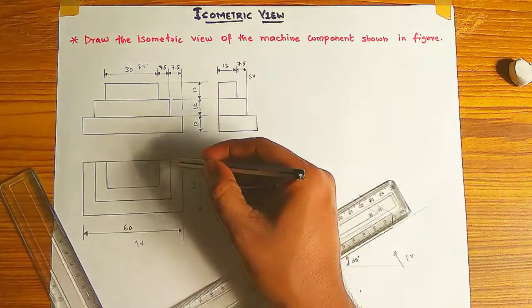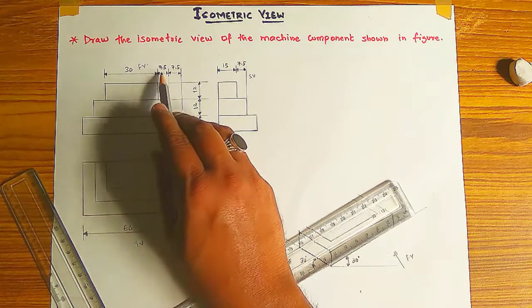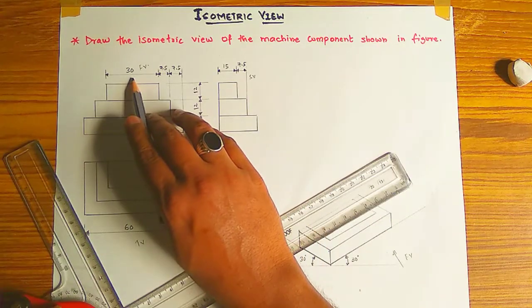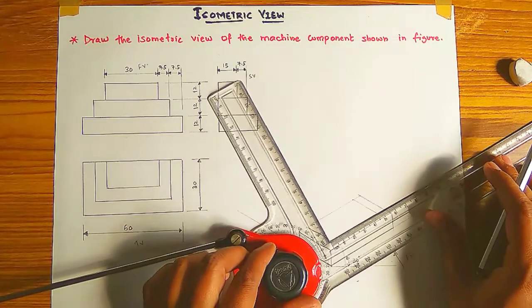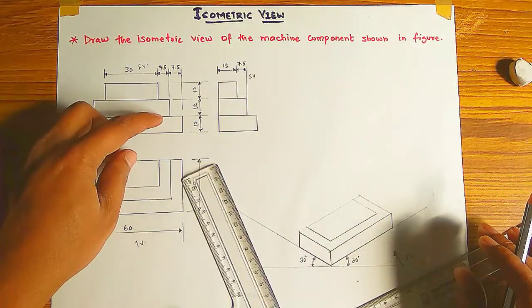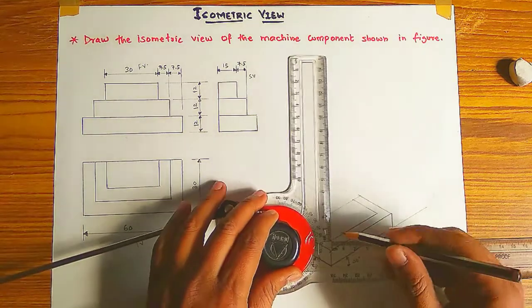You have the plate of 22.5 and this much. How much have you got? 30 plus 7.5, that will be... 7.5 is 15, 30, 45. See, automatically you have 45 mm. The height of this plate is 12 mm.